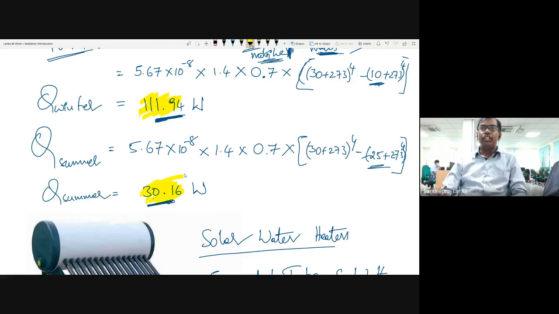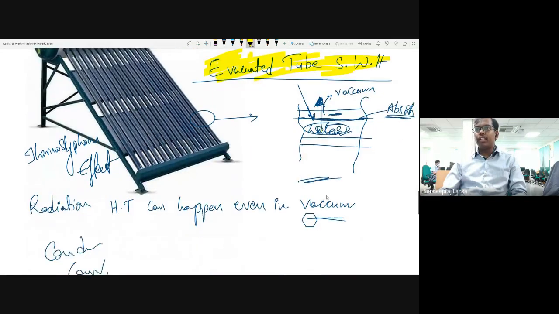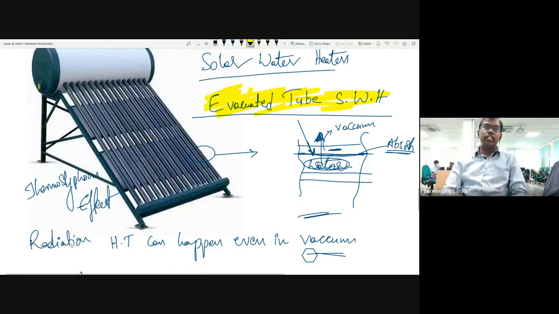We have also seen how radiation helps you build the evacuated tube solar water heater, and how it blocks heat transfer by conduction and convection, because the vacuum is taken in this part. Here you have vacuum. Radiation heat transfer can happen even in vacuum. And the thermosiphon effect helps carry the water from bottom to the top.